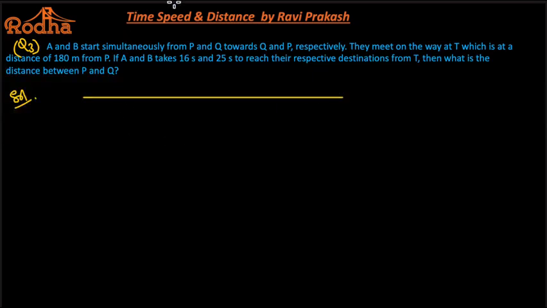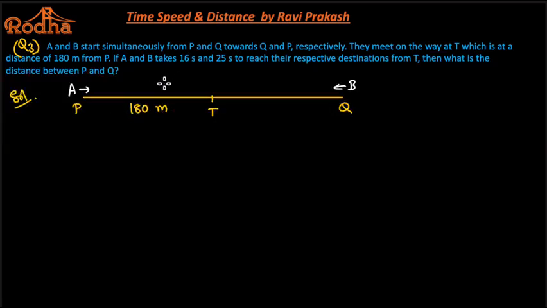So what has happened now? Basically, P and Q are the 2 points here. Okay. And A and B have started from these 2 points towards each other. Okay, look, again a similar question here. They meet on the way at T, which is at a distance of 180 meter from P. They have met at a point T, which is at a distance of 180 meter from P. Okay.